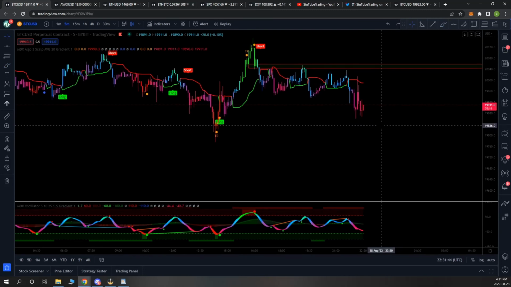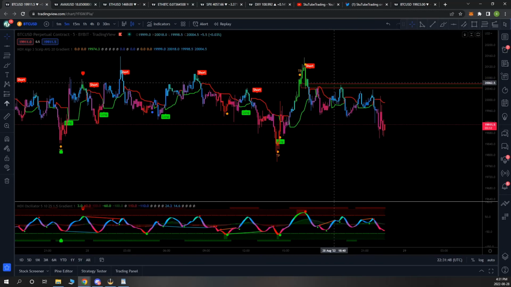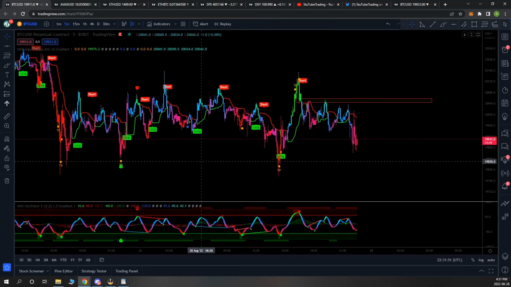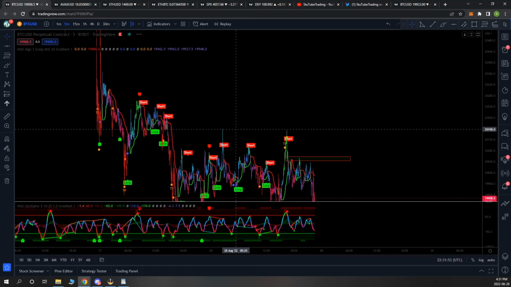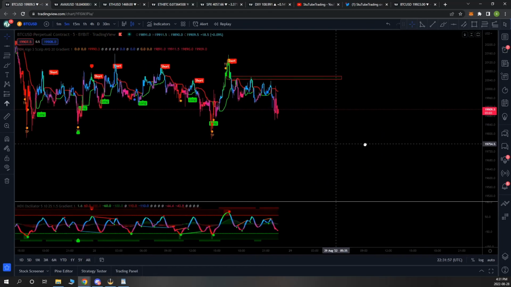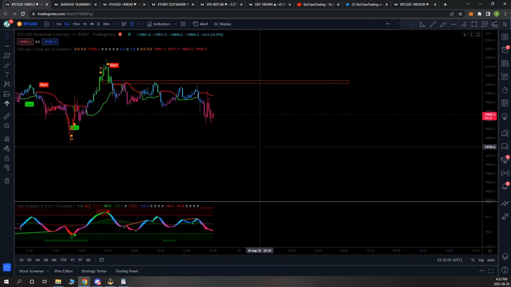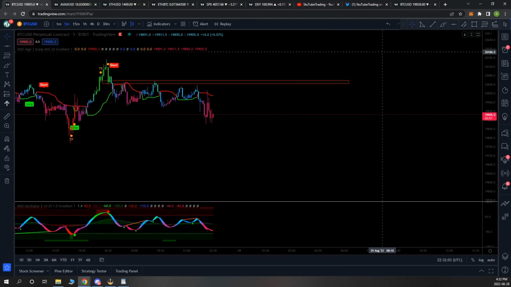See our 5 minutes still facing that little bit of rejection there from the indicators. So I'm still happy with my short for now. I see someone's typing a message here, so we'll see if there's a question.